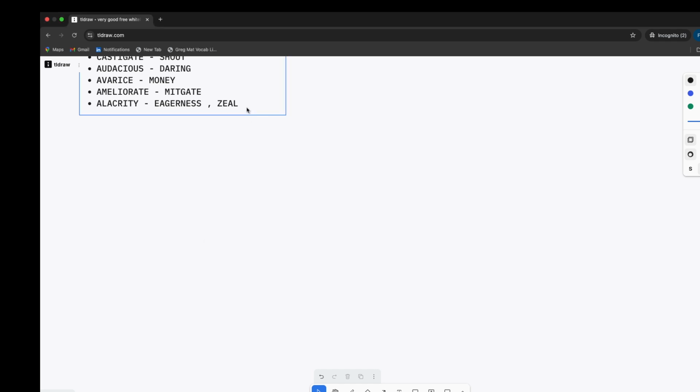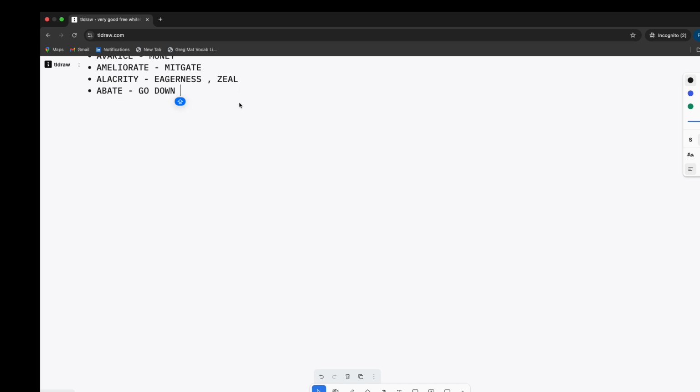Now then you have abate, which is to reduce or go down. Then you have anomalous. Antipathy: pathy is feelings, so like bad feelings for someone. Then artless is lacking art, like unskilled, someone who is very unskilled. Assuage is to calm. Betray is to backstab someone.